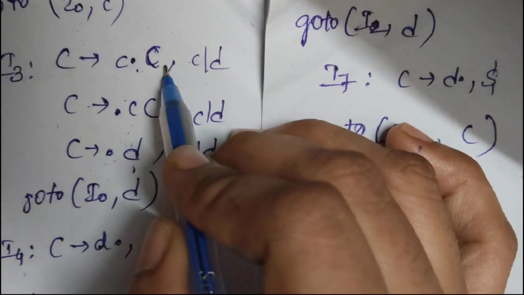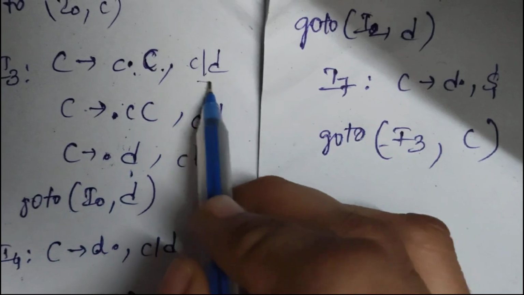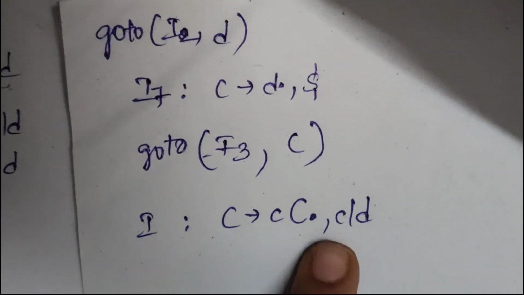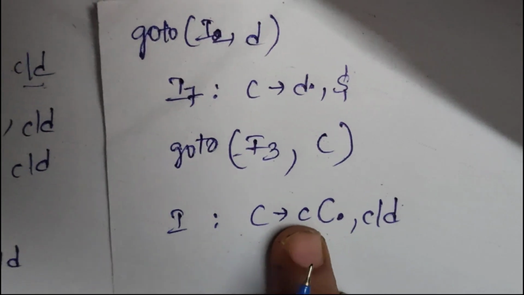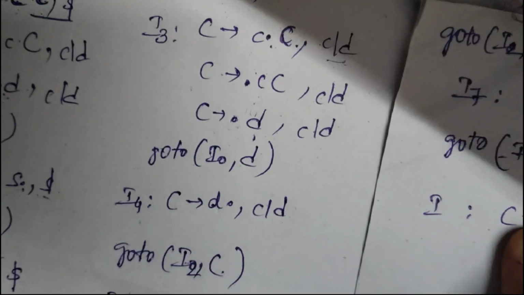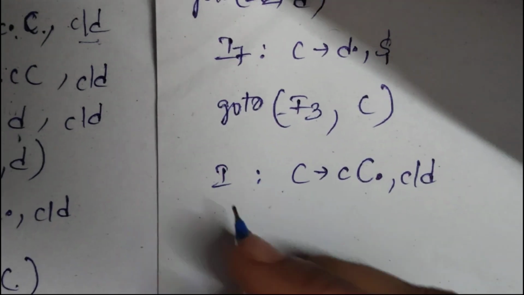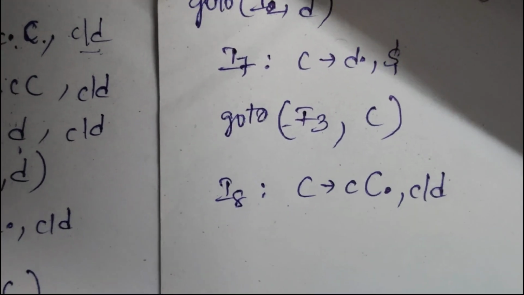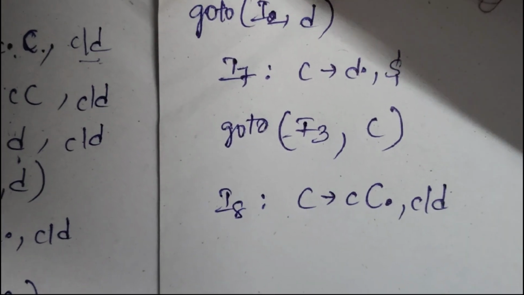This dot will be shifted here. When we are shifting the dots, the look ahead symbol will be as it is. So do we get this production anywhere else in the previous? No, right? We haven't got this production anywhere else. So we can name it as a new item, that is item 8. The look ahead symbol will be as it is, as we are just shifting.